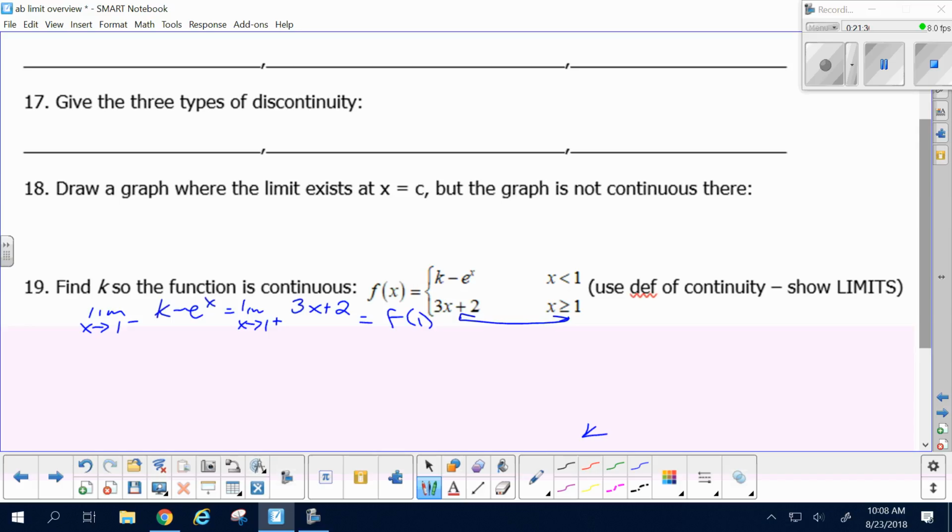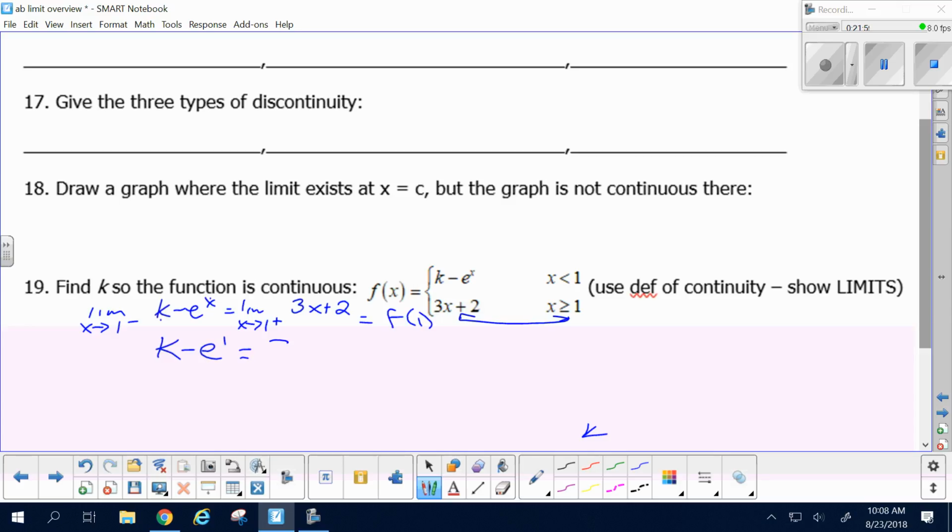All right. Are you looking so far? Okay, now what do we do? Find the limits. What does this function approach as x goes to 1? Do I put in 1 for k or x? X. So this approaches k, it just stays k, I guess. K minus e to the 1. And what about on the other side?